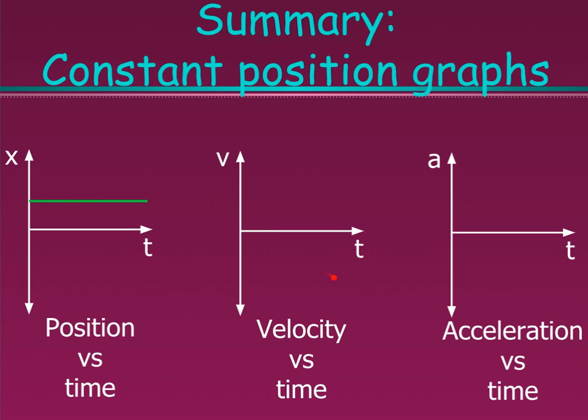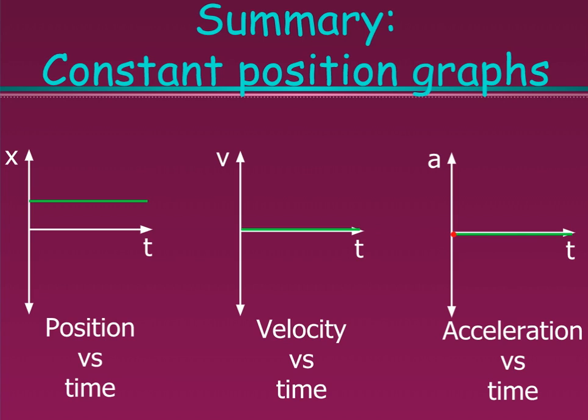What will our velocity versus time graph look like? The question to ask here is, is the object moving? Is it traveling at a certain speed or velocity? You would say no, and so our velocity would be at 0. And it would stay at 0 because our object is not moving. Because there's no change in velocity at all, our acceleration versus time graph would also be 0.